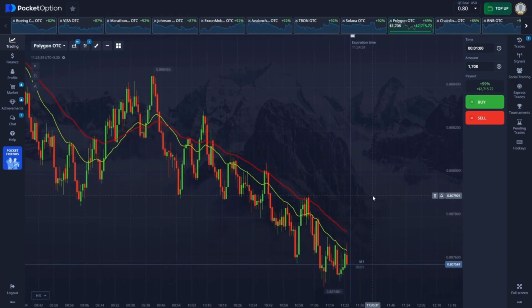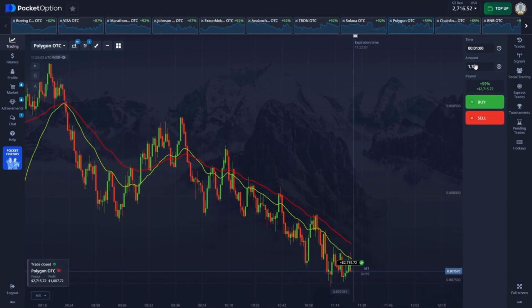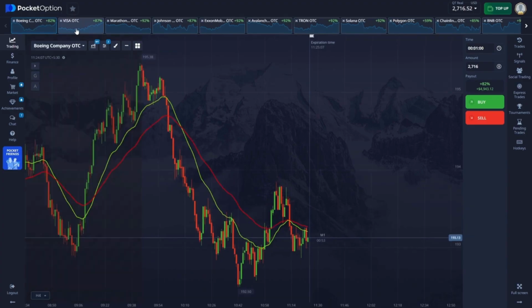Just a few seconds left and I won another trade. Now my balance has turned into $2,716. Let's place a trade for $2,716.